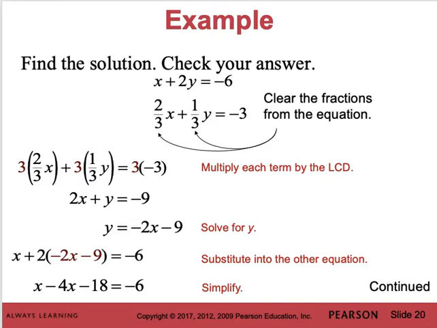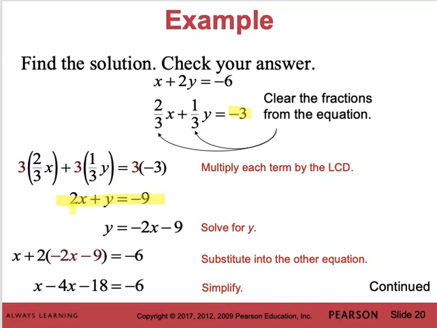So we'll solve for one of our values. In this case, find the solution, check your answer. Clear the fractions from the equation first. It might be helpful. So we can multiply everything by 3, 3, and 3. That would give us negative 9 over here. Now it might be a little bit easier to work with so that we don't have fractions anymore.